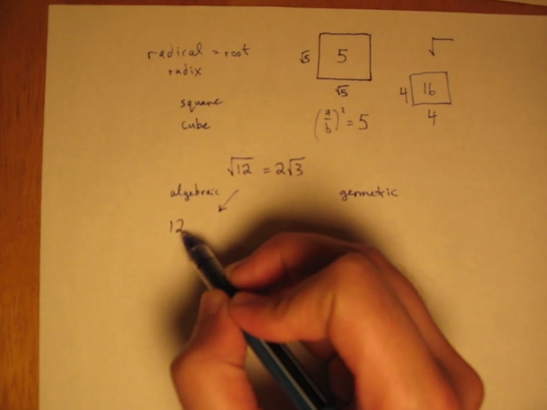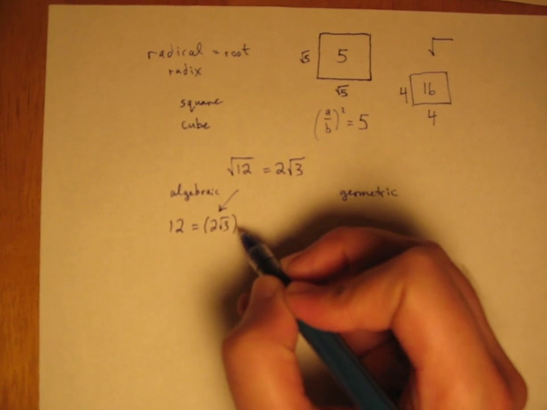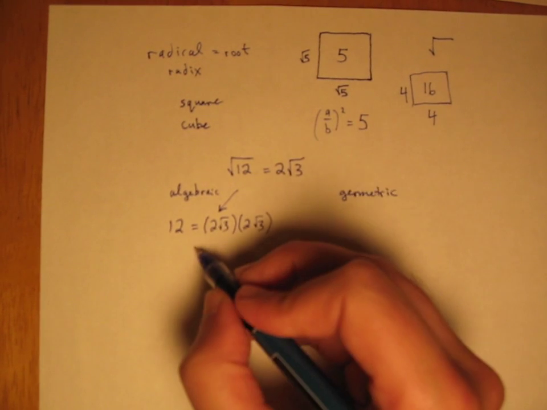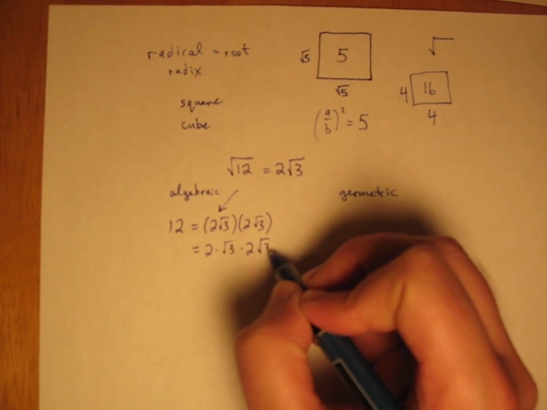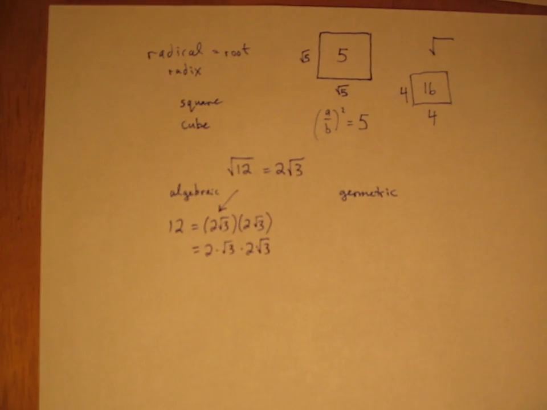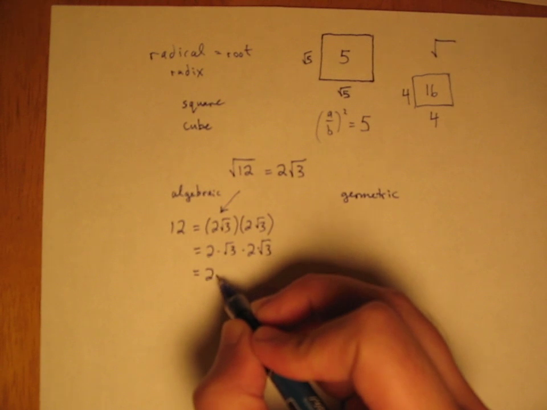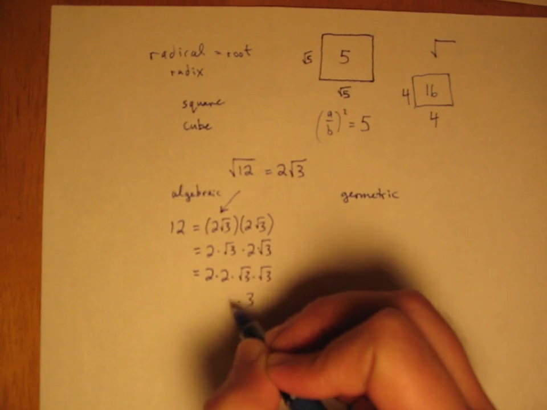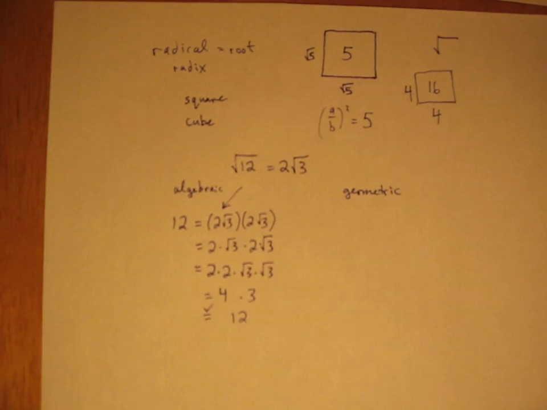If I square this side, I get 12. If I square this side, I'll do this carefully. I get 2 root 3 times 2 root 3, which is just 2 times root 3 times 2 times root 3, which I'll write like this, dropping the parentheses because multiplication is associative. So if I scramble these guys around, because multiplication is commutative, I can say 2 times 2 times root 3 times root 3, and by definition that's 3 and that's 4, and so there's our 12. 12 equals 12. So we can see that it works.